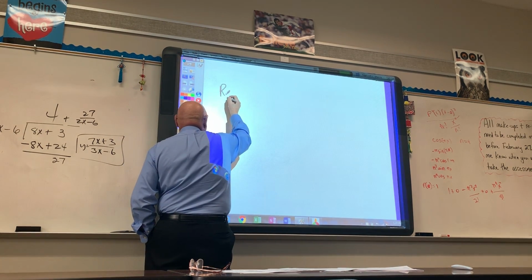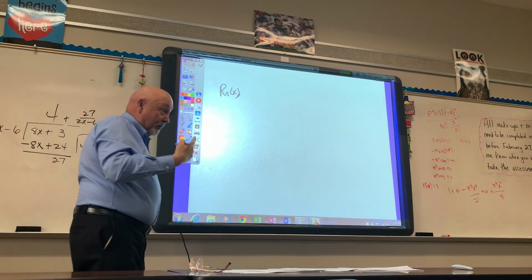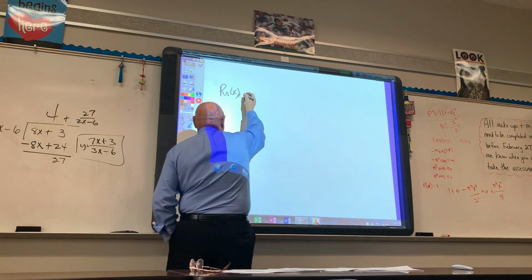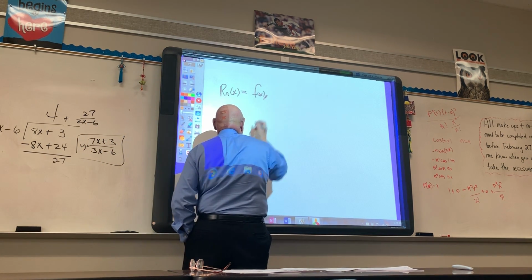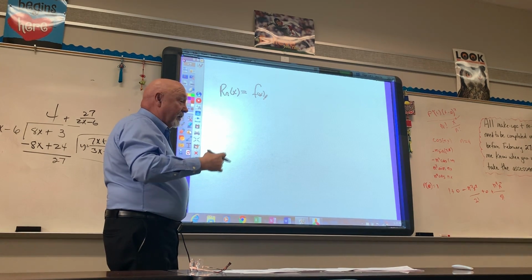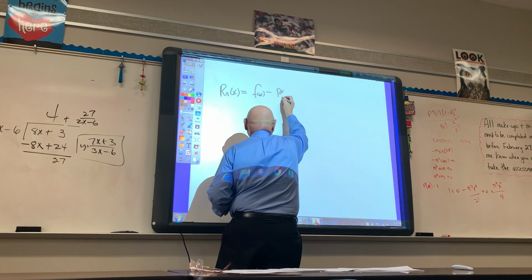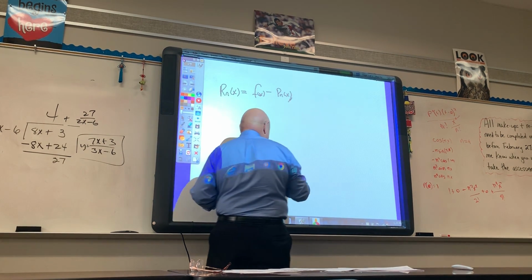This error that we were referring to, that's the error. It's called the remainder, but it's called the error. The error is the difference between the value of the real function minus the polynomial.